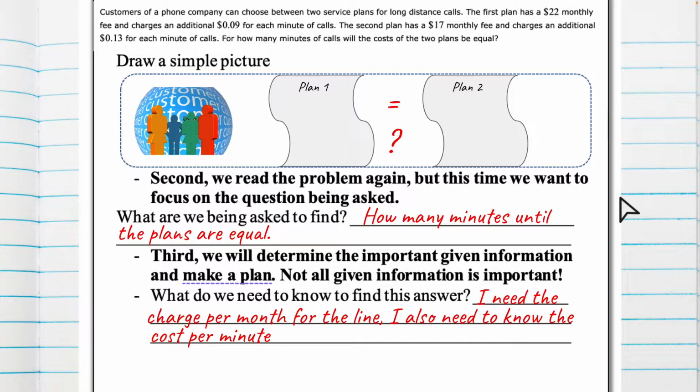So if we read this again, customers of a phone company can choose between 2 service plans for a long distance call. The first plan has a $22 monthly fee and charges 9 cents per minute of calls. So I have that information for the first plan. I know how much I'm going to pay no matter what, and I know how much I'm going to pay per minute.